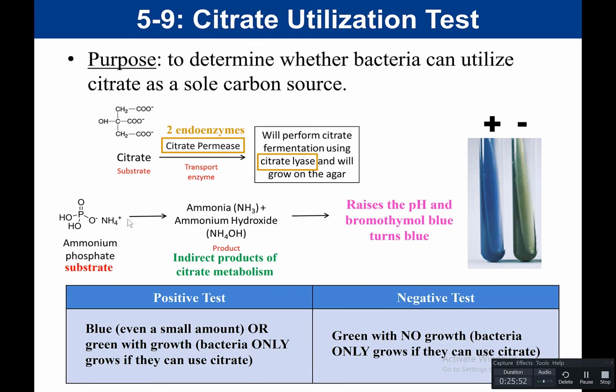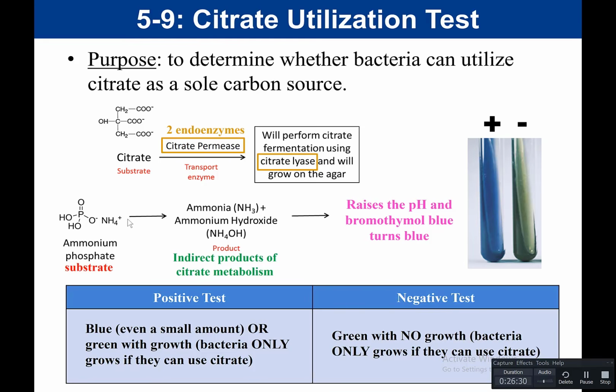Your negative test is going to be your green with no growth. That is your negative. Because if they don't grow, that means that bacteria did not utilize the citrate as the sole carbon source. And so that's what makes this test different than, say, a phenol red broth test. Because in this test, no growth is the true negative. That's the negative in this because the only source of carbon is the citrate. If bacteria don't utilize the citrate, they also don't grow.